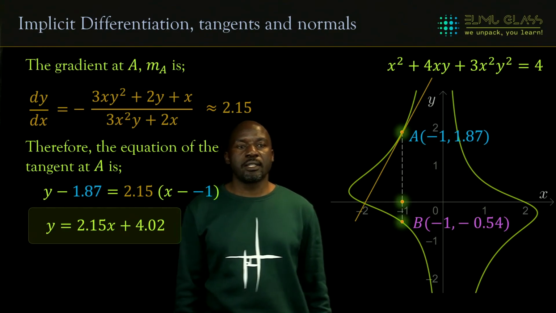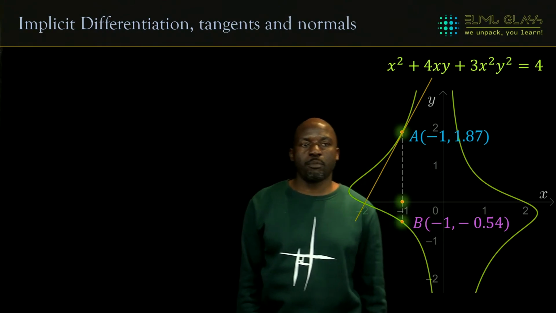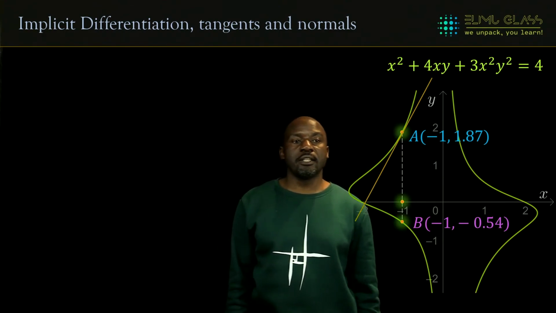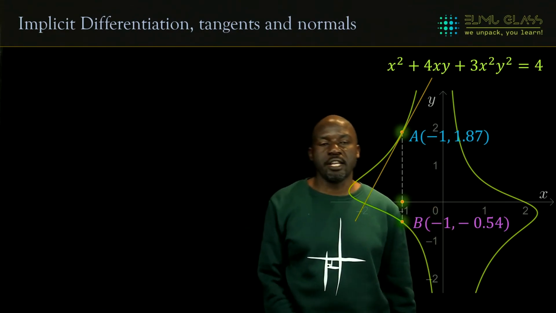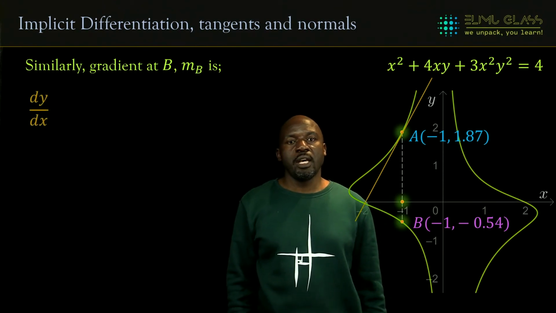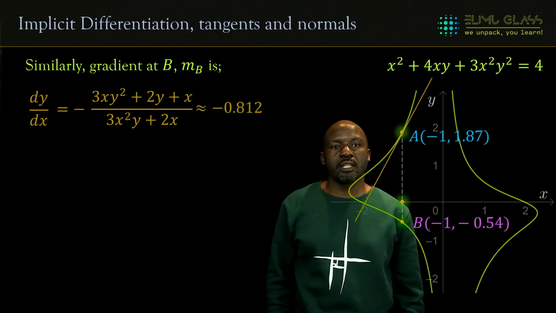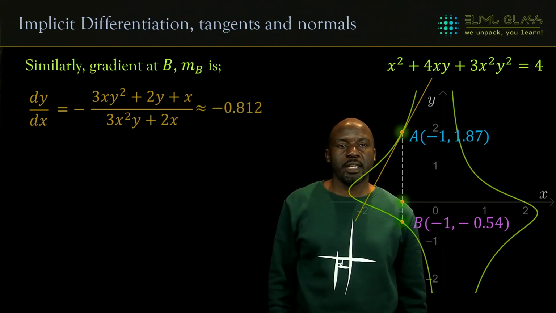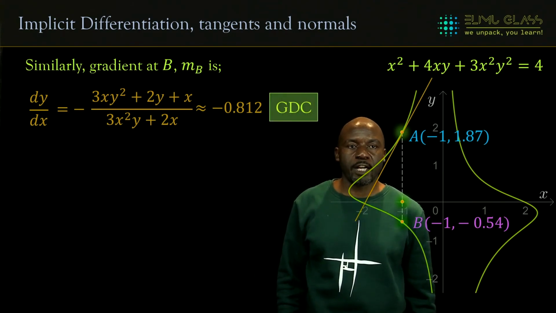Okay? Similarly, we can find the equation of the tangent at point B by doing practically the same thing. First thing is to use those points on the gradient function to find the gradient at point B. So the gradient at point B is going to be, if we substitute these values here, x and y, you get the gradient to be approximately -0.812 using a graphical display calculator.